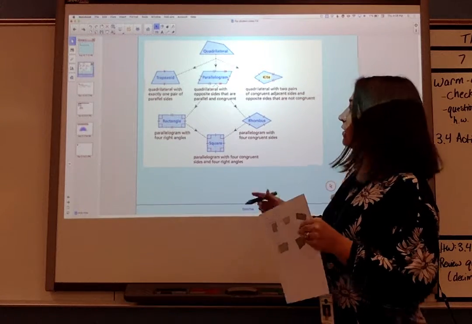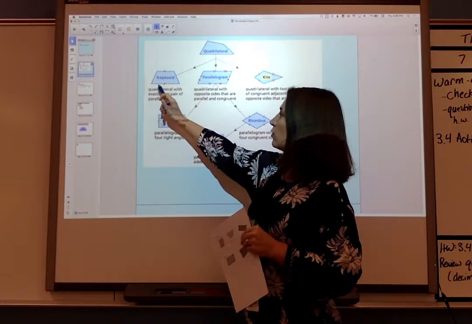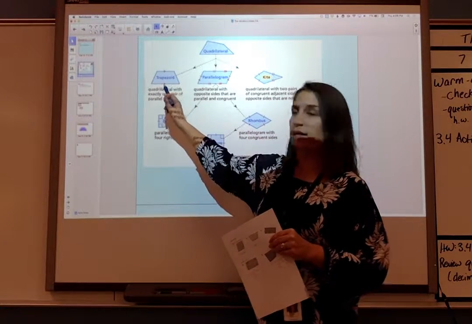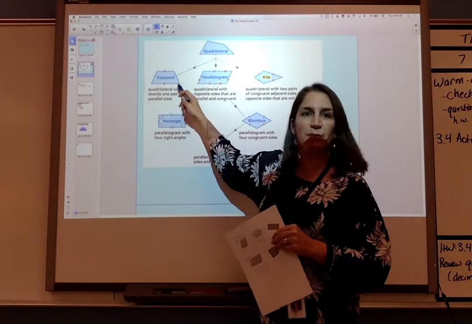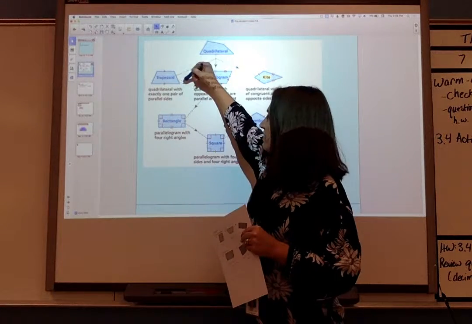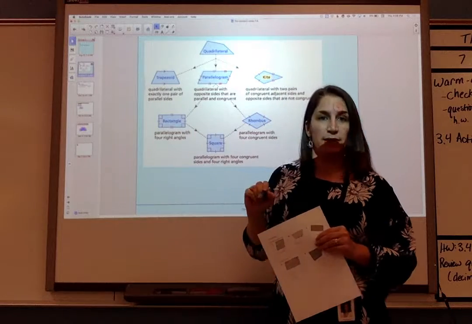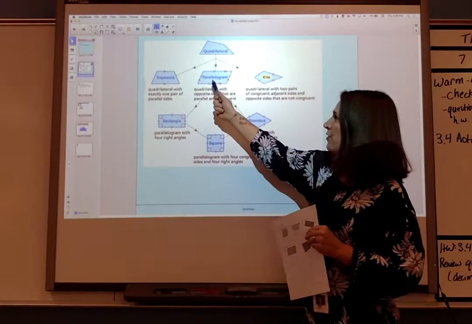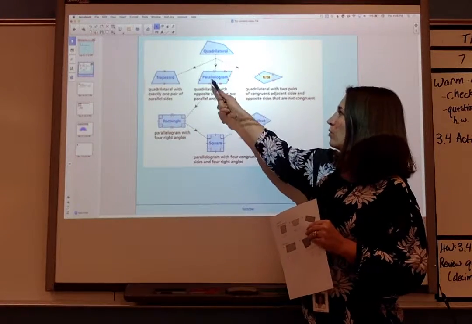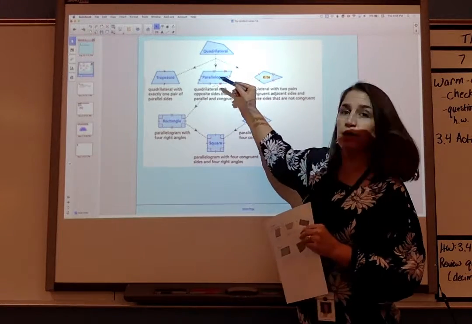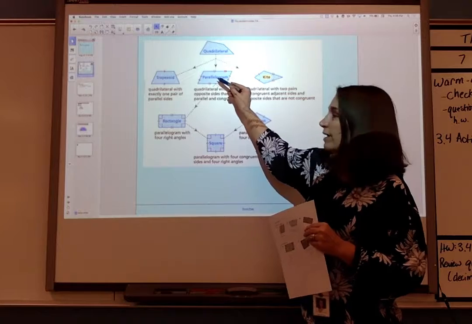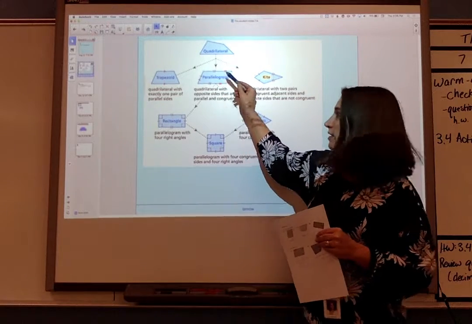So a trapezoid is a quadrilateral with exactly one pair of parallel sides. In this example, these two sides opposite from each other are parallel, and these two sides are not parallel. On the other hand, if you have a quadrilateral with two sets of parallel sides, you have a parallelogram, and parallelograms fit into some special categories.